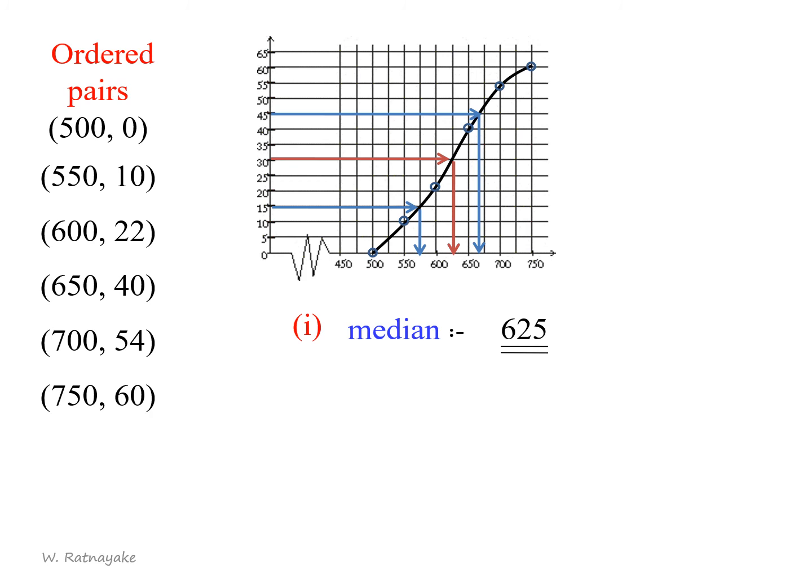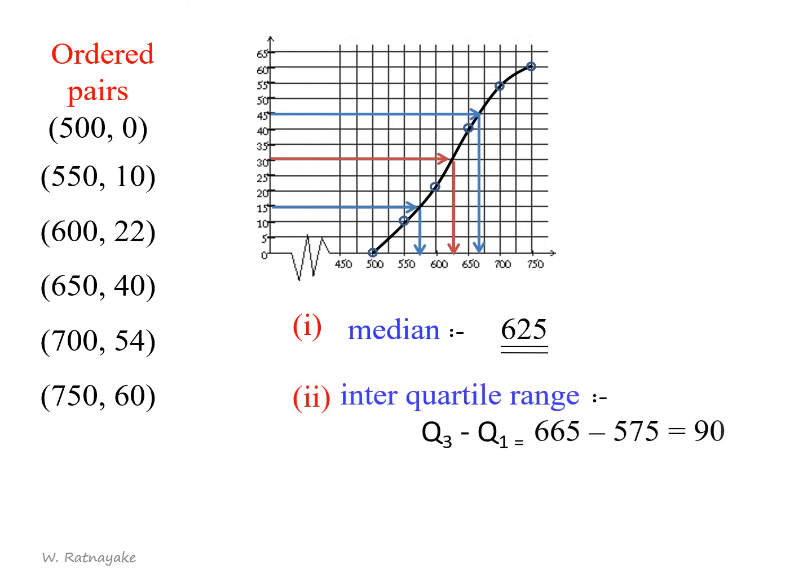So we will see what are the values we have taken. So it is 665 here. That is the third quartile. The third quartile we name as Q3, and the first quartile as Q1. So the difference between those two is 90.